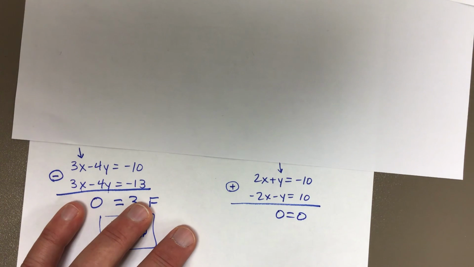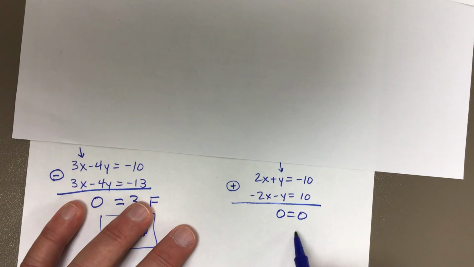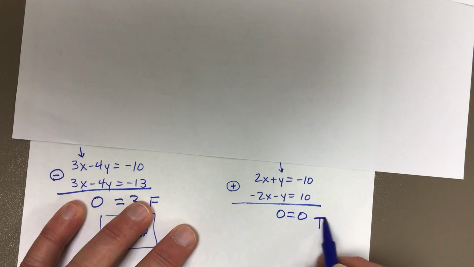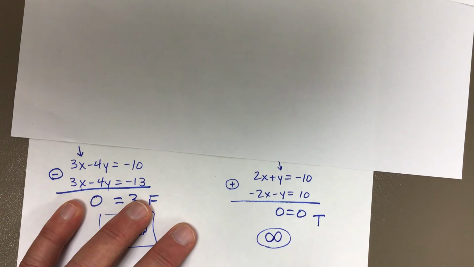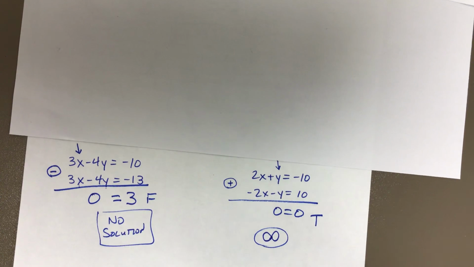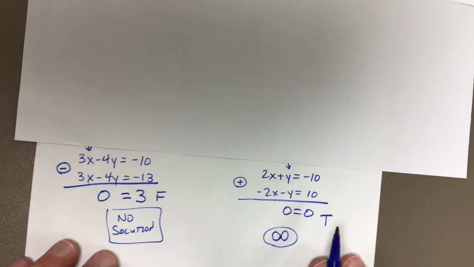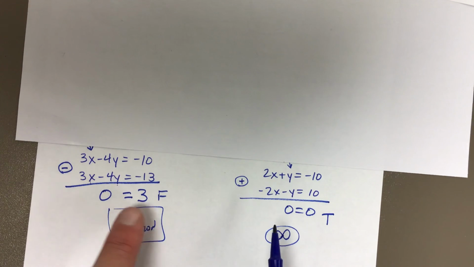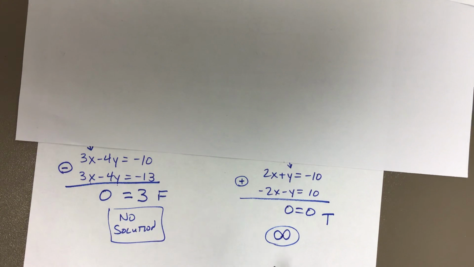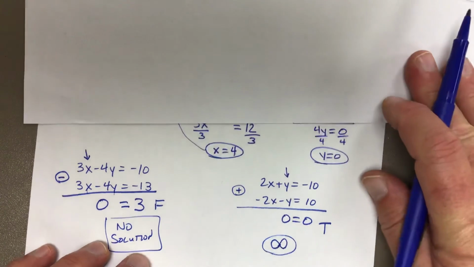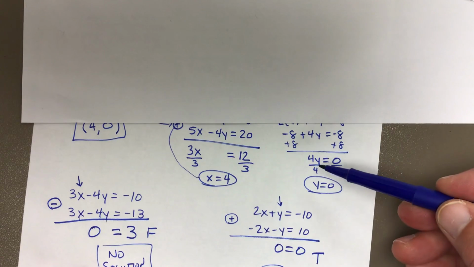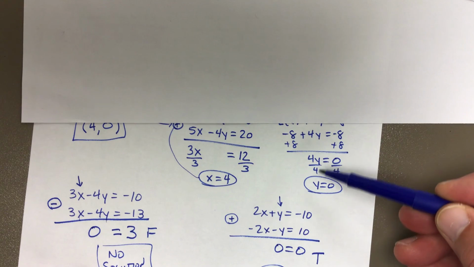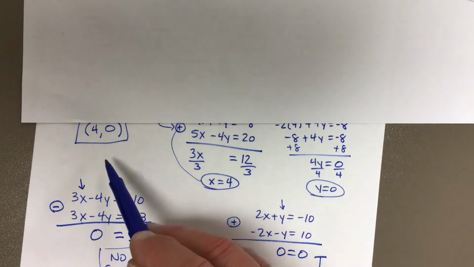All right, so 0 equals 0. Is that true or false? Well, absolutely that's true. 0 does equal 0. So when it's true, remember that's the infinitely many solutions. All right, same thing here. 0 equals 3, that's false, so no solution. 0 equals 0, that's true, infinitely many. The one up here, there was a variable left over, that y equals 0. So that means it's 0.